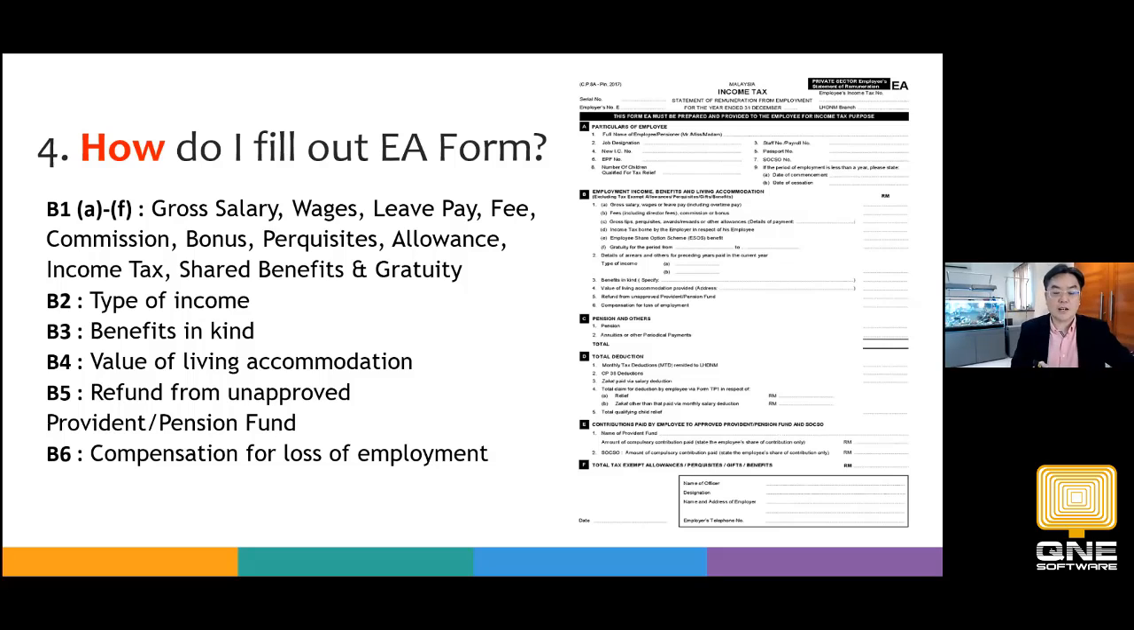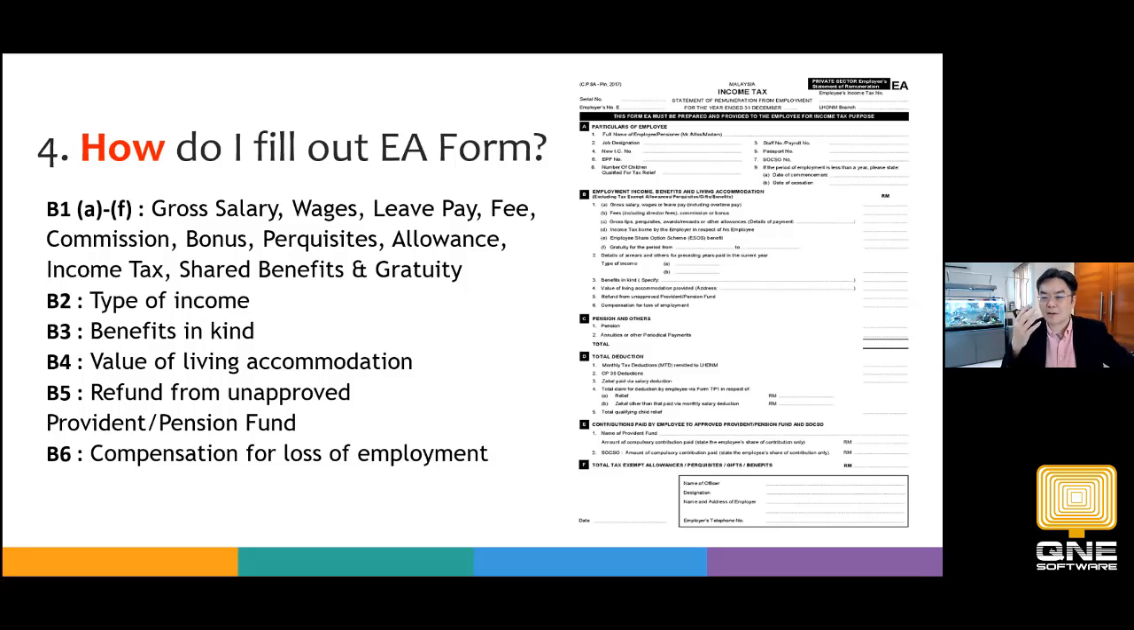Benefit in kind. This part I think I probably need to highlight a little bit. Benefit in kind is quite commonly with vehicles, and quite commonly with accommodation. So there will be a table that you can refer to, especially for vehicles, the car that is provided by the company.